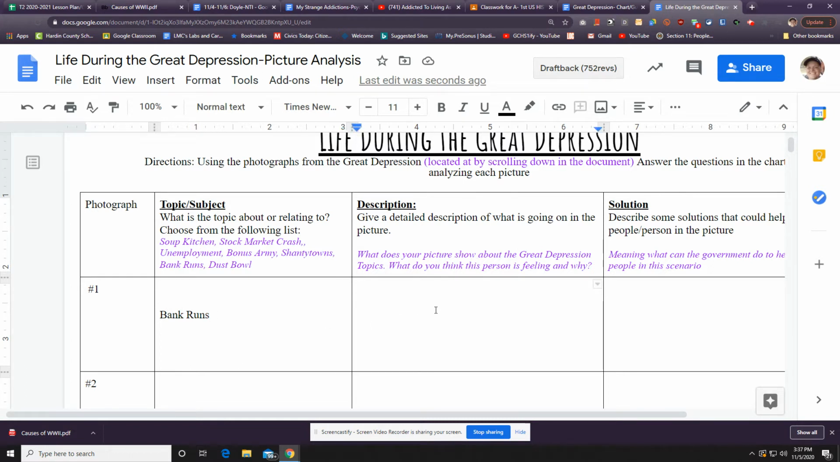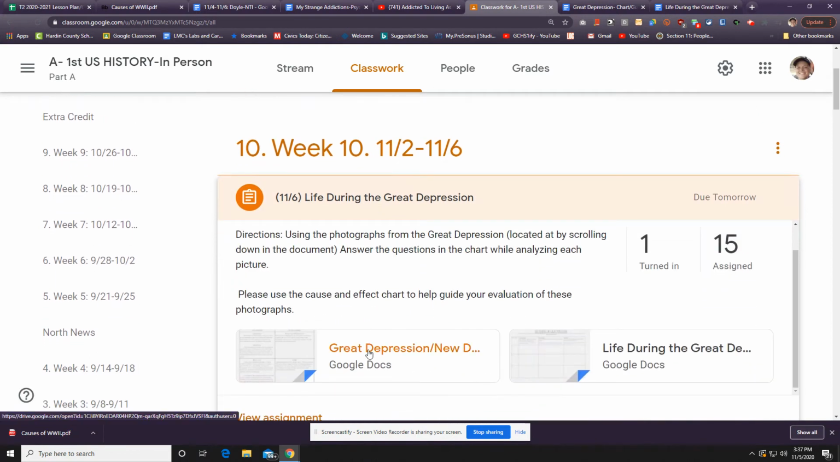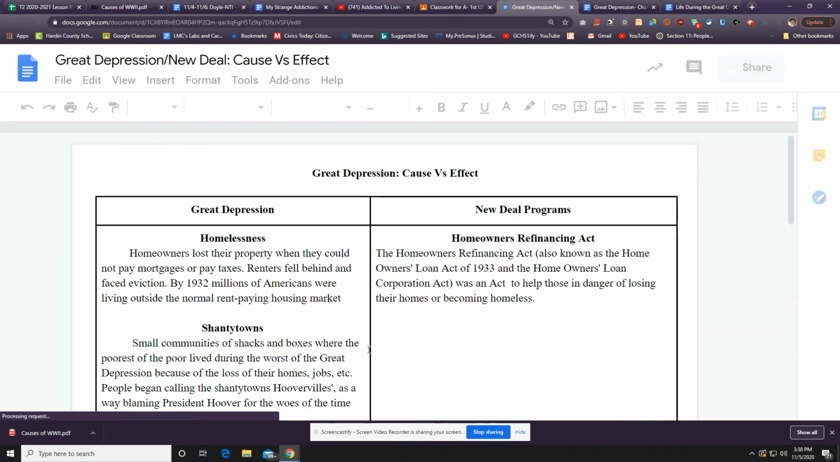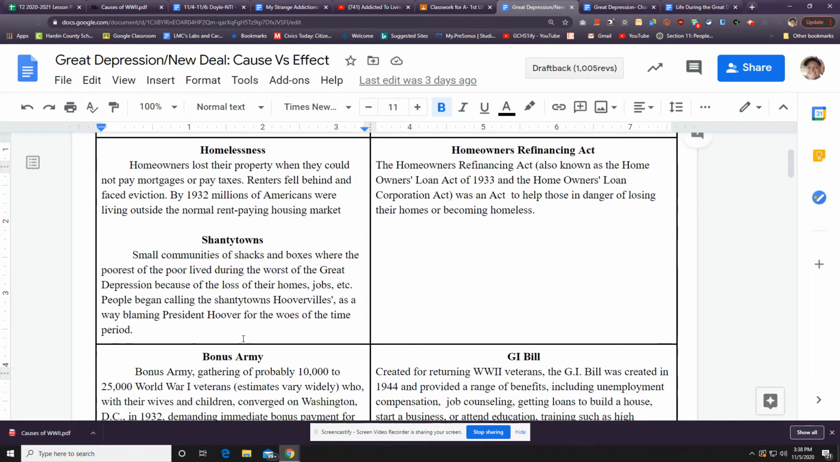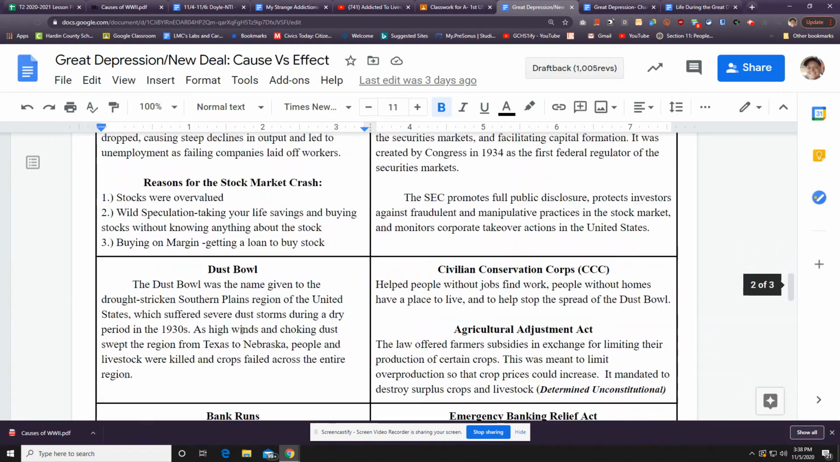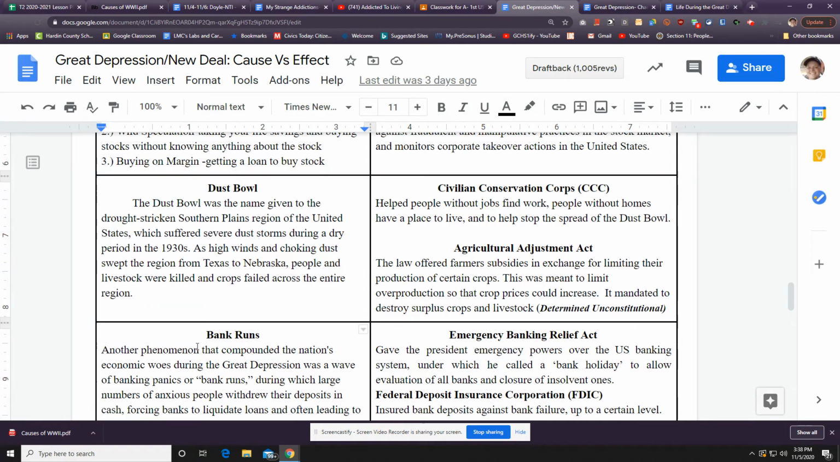Then you're going to give me a detailed description of what you see and how it relates to a bank run. But Miss Doyle, I still have no idea what a bank run is. So maybe use your Google search engine or come over to the other assignment, because remember there were 2 things, and use the cheat sheet I gave you. For this assignment, you're only using what's in the left-hand column. Notice how it says Great Depression. All the topics that are being covered are in the left-hand column. I'm going to scroll down till I see bank runs, and I give you a general synopsis of what a bank run is. So you're going to take this information and relate it to what you see in the photograph.